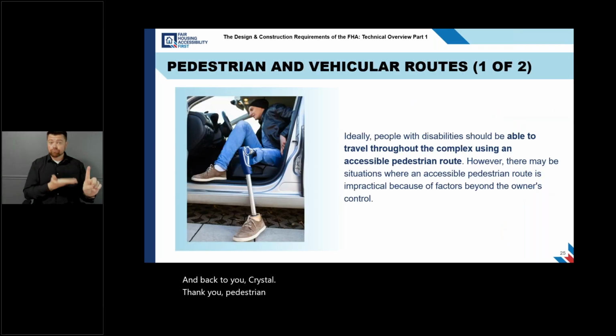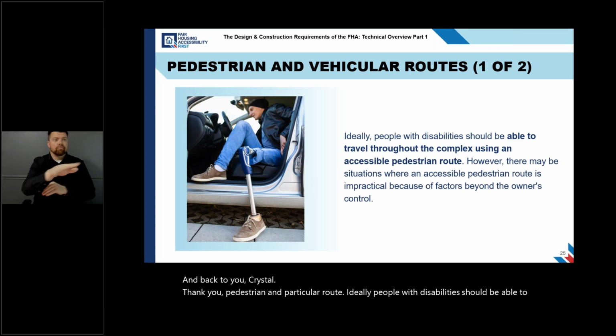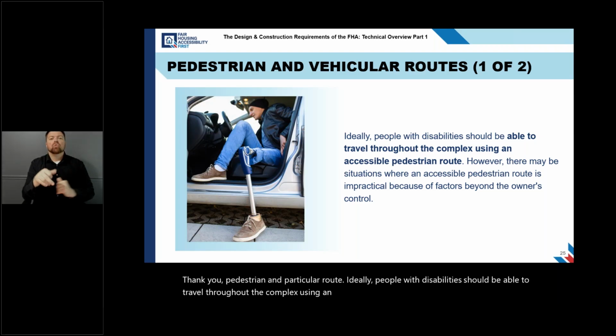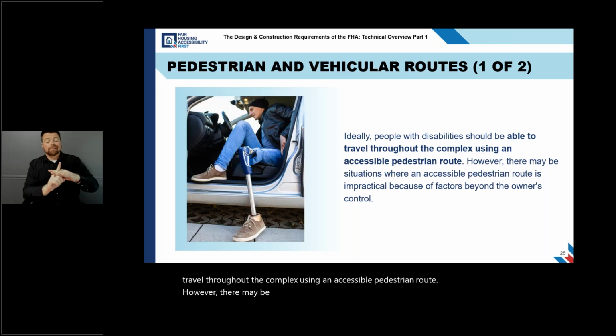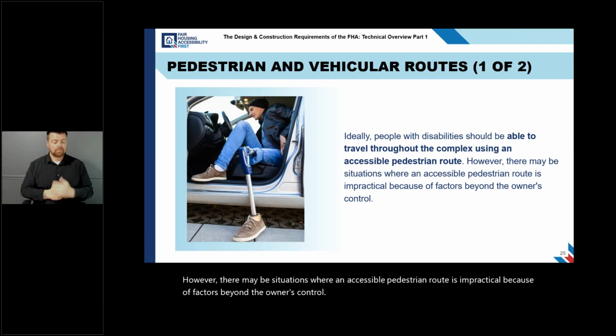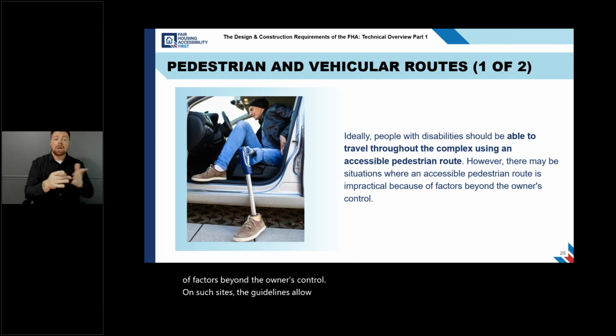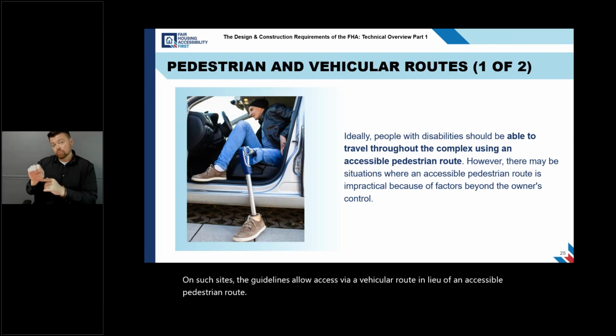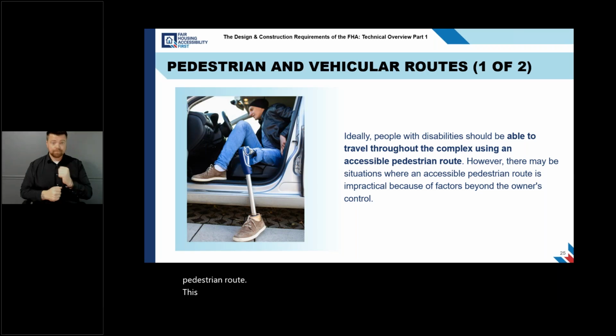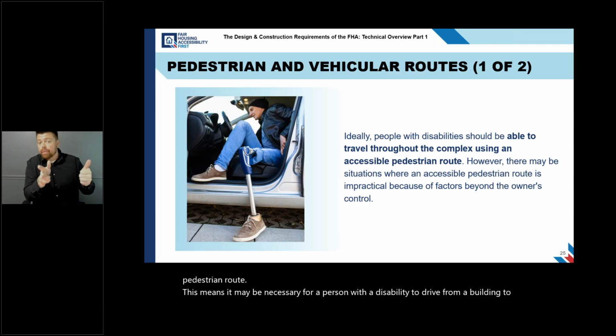Pedestrian and vehicular routes. Ideally, people with disabilities should be able to travel throughout the complex using an accessible pedestrian route. However, there may be situations where an accessible pedestrian route is impractical because of factors beyond the owner's control. On such sites, the guidelines allow access via a vehicular route in lieu of an accessible pedestrian route. This means it may be necessary for a person with a disability to drive from a building to reach public and common use spaces.